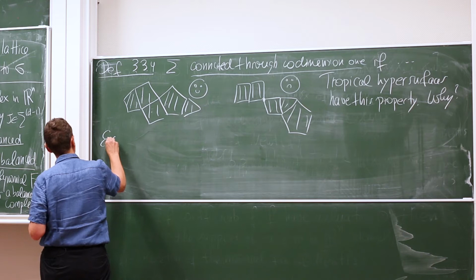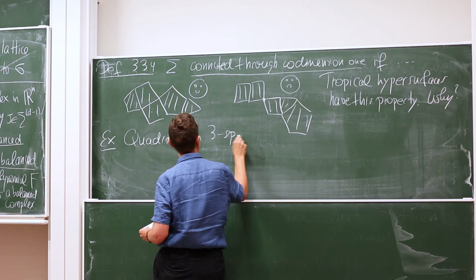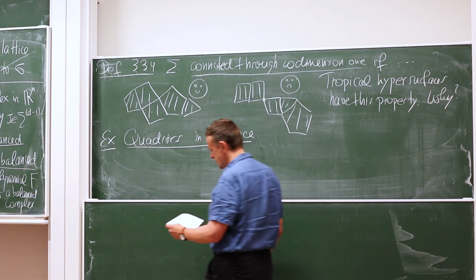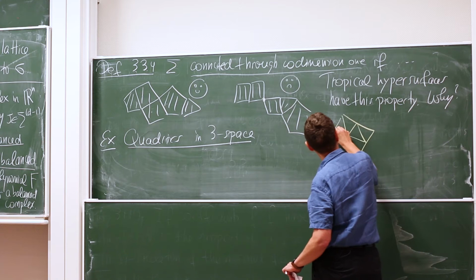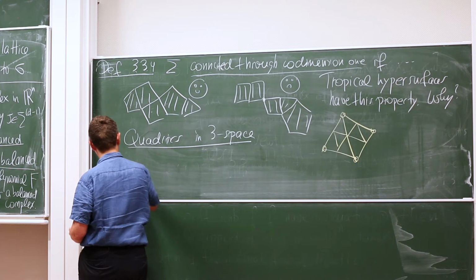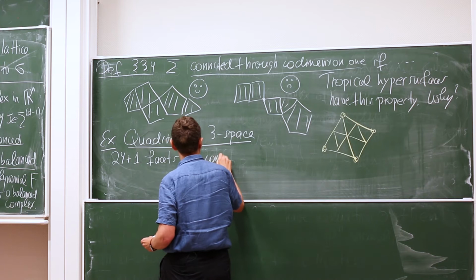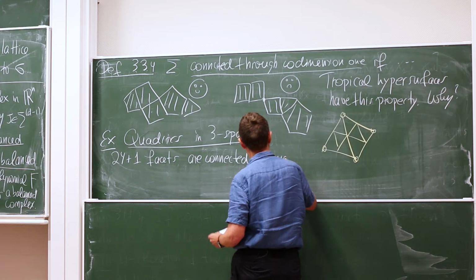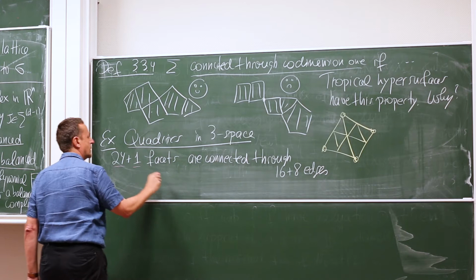It's always good to think about hypersurfaces, so let me think about quadrics in three space. We'll get to this next week, but for quadrics in three space, what is the corresponding yellow picture? The corresponding yellow picture for a quadric is a standard tetrahedron of side length 2. So the tetrahedron of side length 2, like this. And then the dual object has 24 plus 1 facets in red, and they are connected in codimension 1. They're connected through 16 plus 8 edges. Now, these numbers, of course, are red numbers, so this is in the tropical hypersurface.